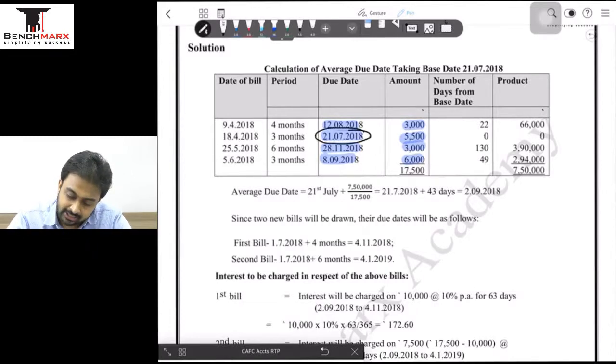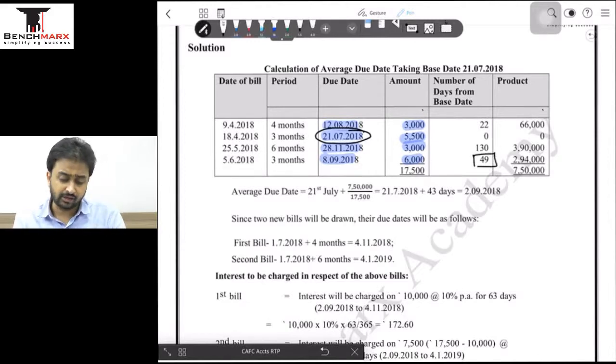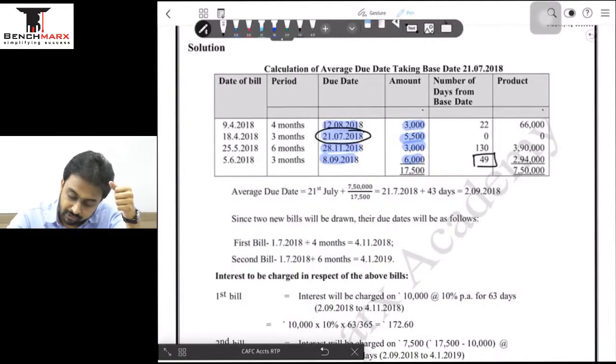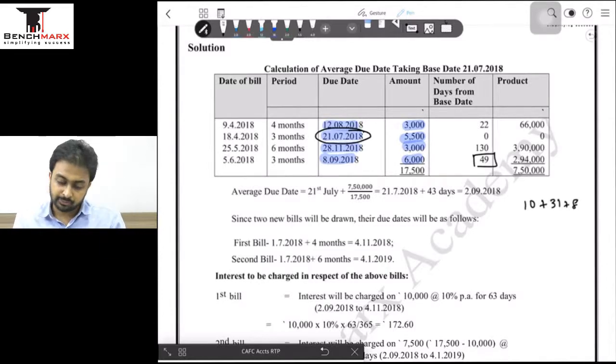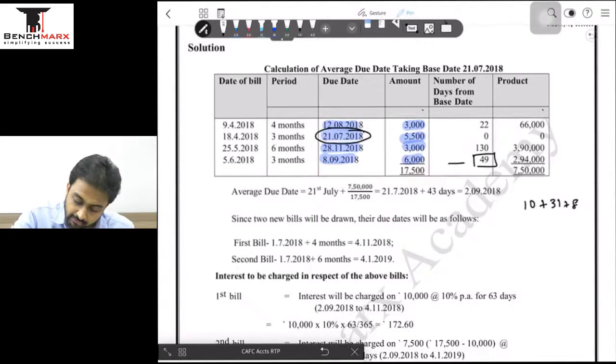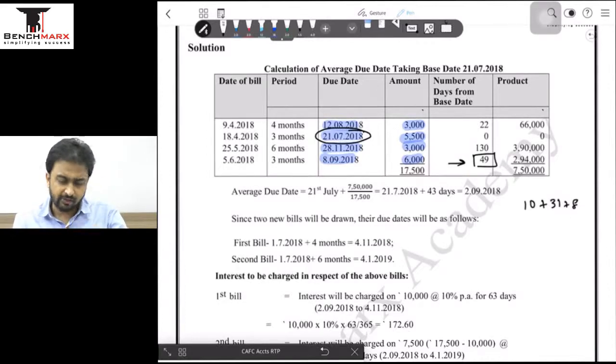ठीक है. We'll do one example of how to compute number of days. Let's do example of 49 days. ठीक है. We have to travel to 8th of September from 21st of July. So I will travel for 10 days of July. ठीक है. Then I will travel for 31 days of August, and then I will travel for 8 days of September. 10 plus 31 is 41. 41 plus 8 is 49, and that is how you arrive at 49. Using same concept, we'll have to find out the other number of days which you guys can do on the calculators, and then you find the product, that is number of days into the amount, and we will get the product and we get total of amount as well.